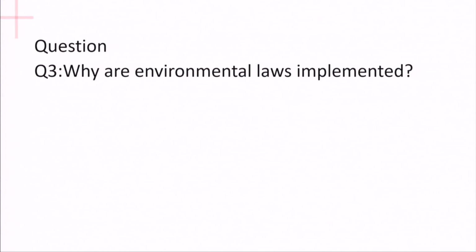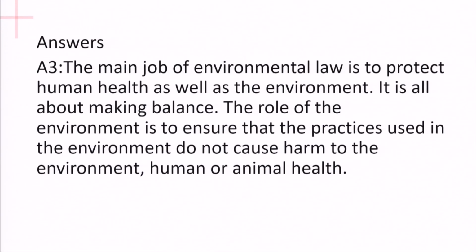Question 3. Why are environmental laws implemented? The main job of environmental law is to protect human health as well as the environment. It is all about maintaining an eco balance. The role of environmental law is to ensure that the practices used do not cause any harm to the environment, the human beings, the animals, and organisms living on the earth.